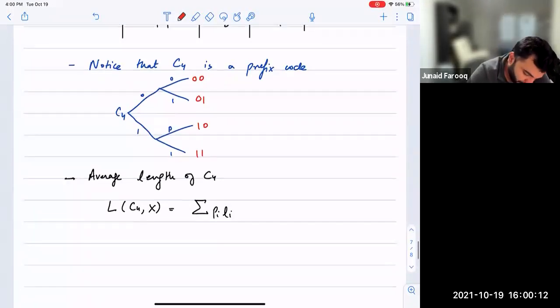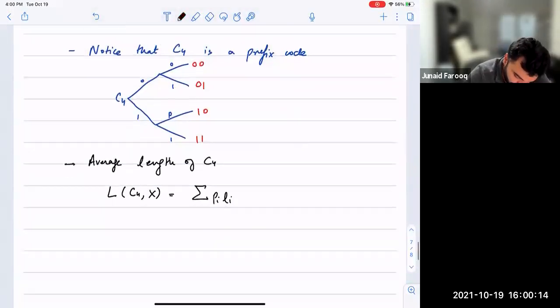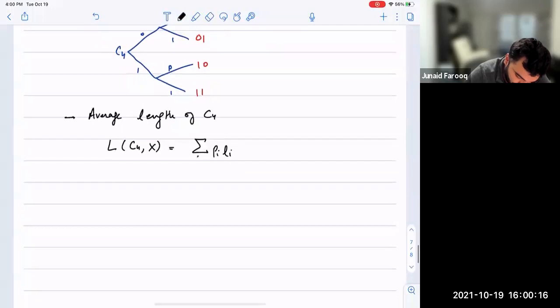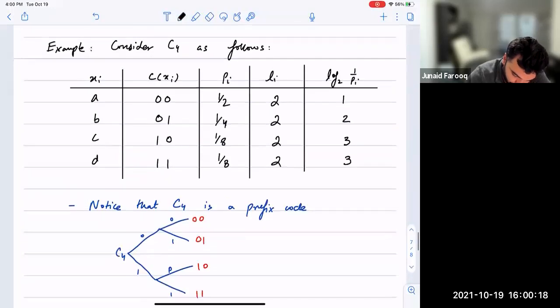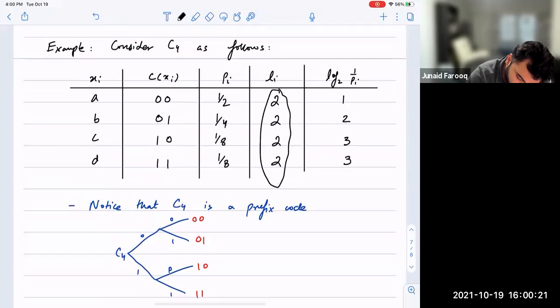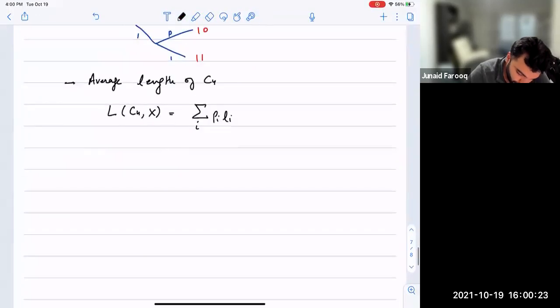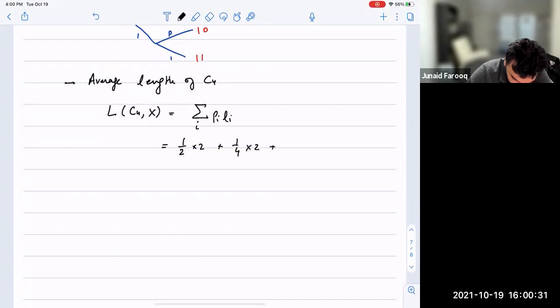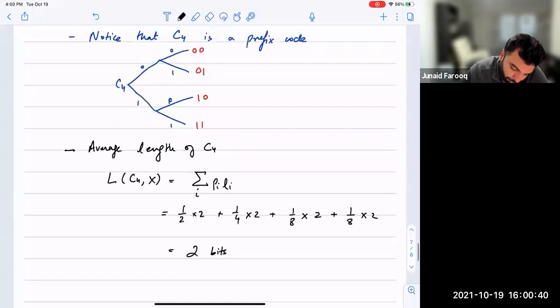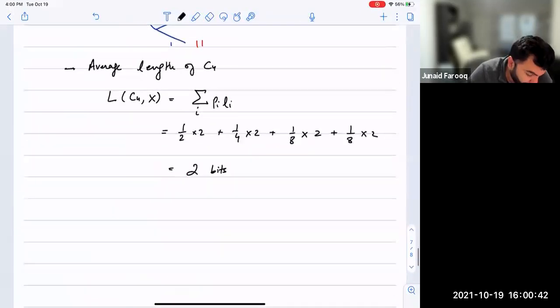Okay, so if you take a look at the length, in this case, it's Pi Li, but you see all the Lis are the same. So essentially you will get half times 2 plus 1/4 times 2 plus 1/8 times 2 plus 1/8 times 2. So it turns out to be 2 bits, right? Which is actually greater than the entropy.